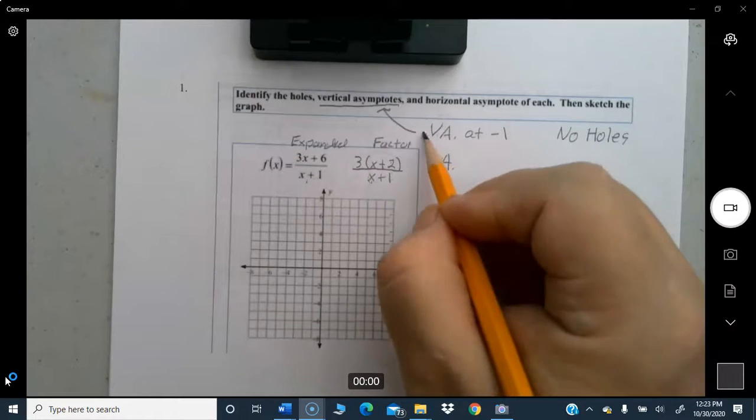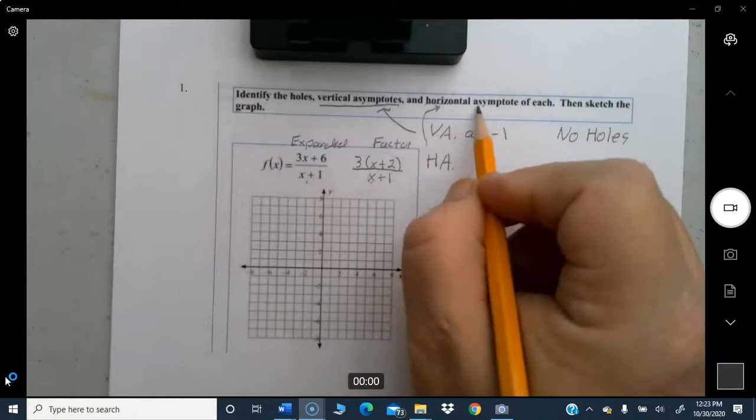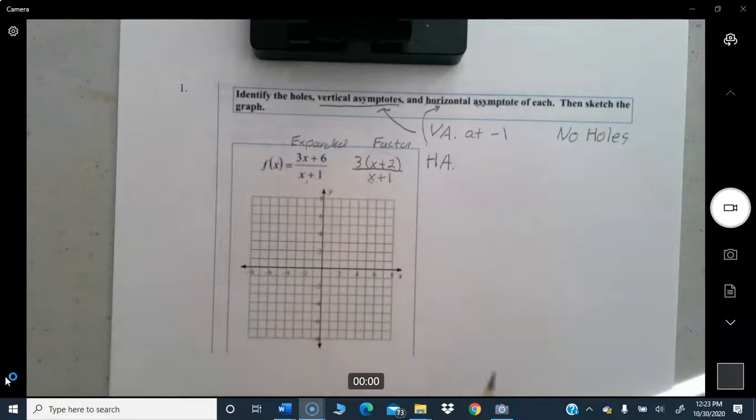Okay, so HA is this guy right here, horizontal asymptote. That's the one that's going to go sideways. And I'll plot them here in just a second. Let's do horizontal first. Okay, so here we go.